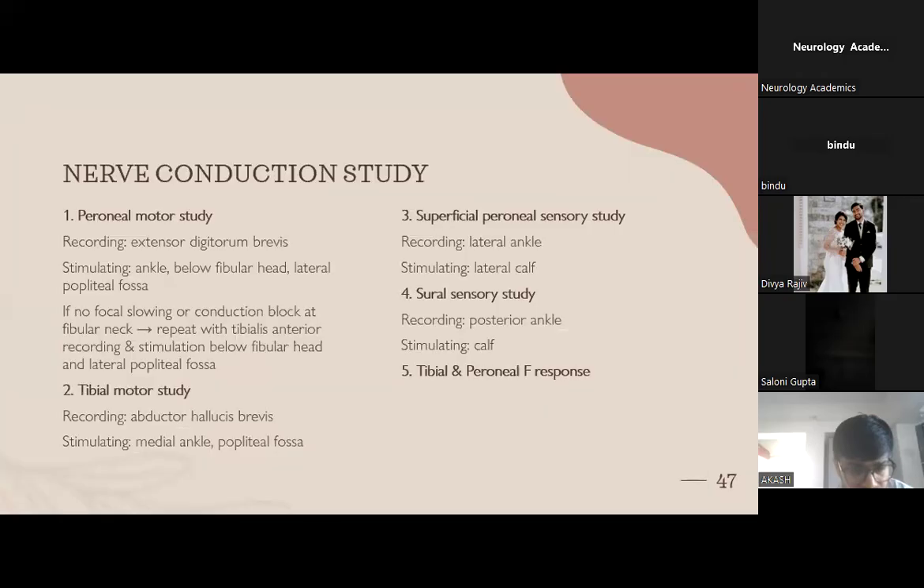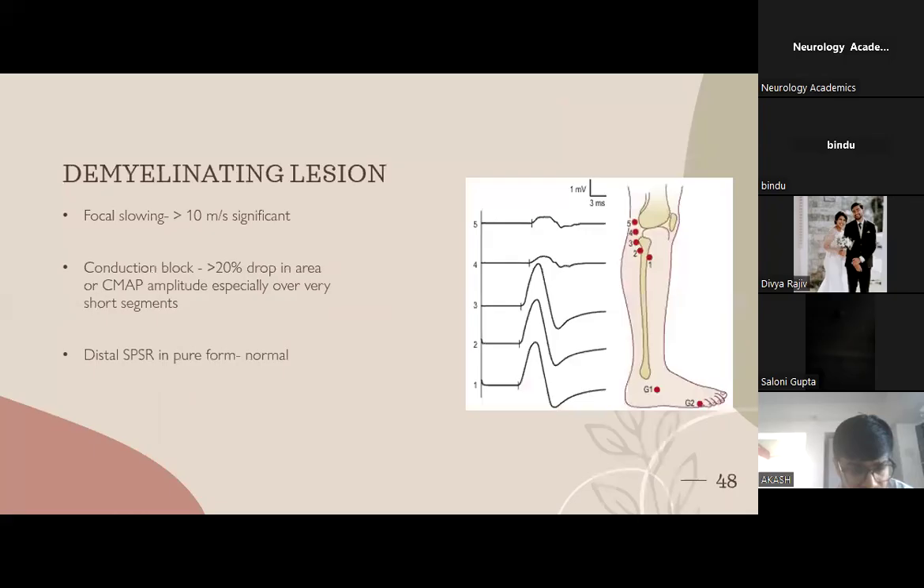So for the nerve conduction study, we'll do a peroneal motor study, mainly recording from the EDB, extensor digitorum brevis. The tibial motor study will record from abductor hallucis brevis and stimulate at the level of the medial ankle and popliteal fossa. For the superficial peroneal study, recording is from the lateral ankle and stimulation is given at the lateral calf. For the sural sensory study, recording is from the posterior ankle and stimulation is given at the calf. Along with this, we have to look at the tibial and peroneal F response.